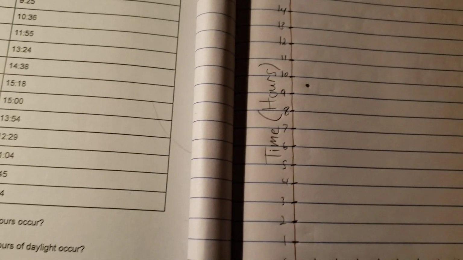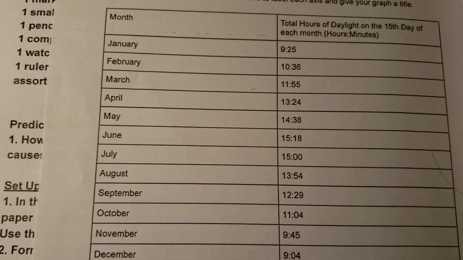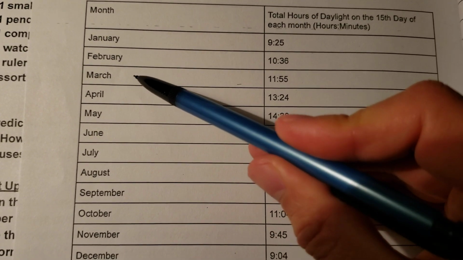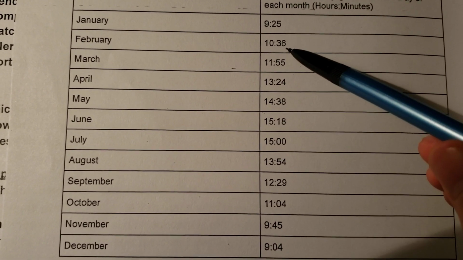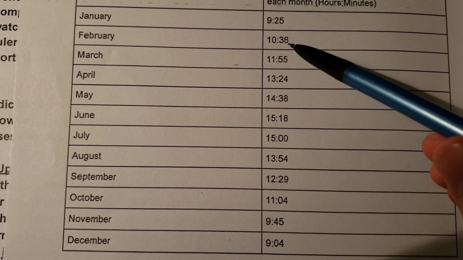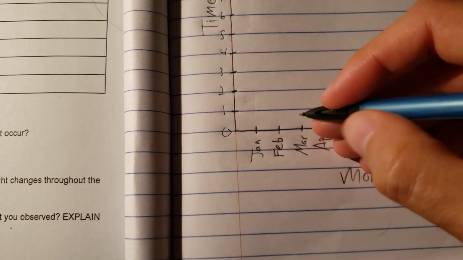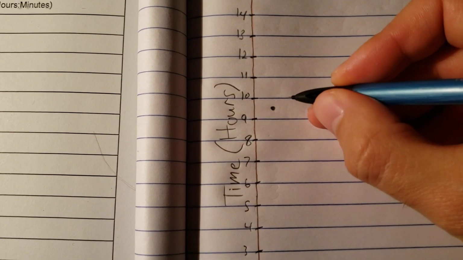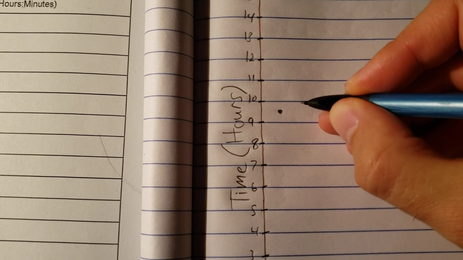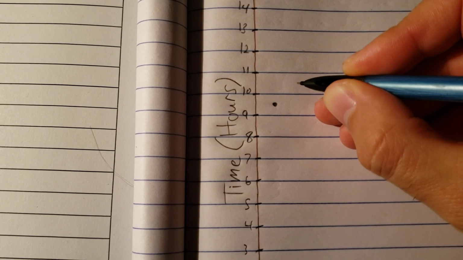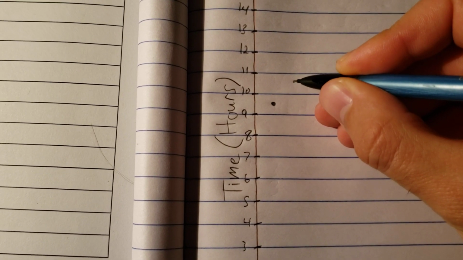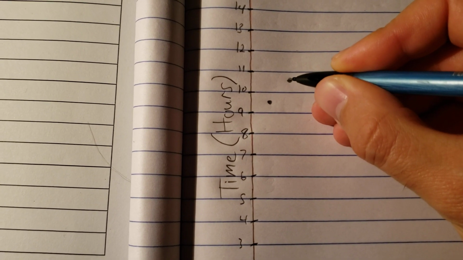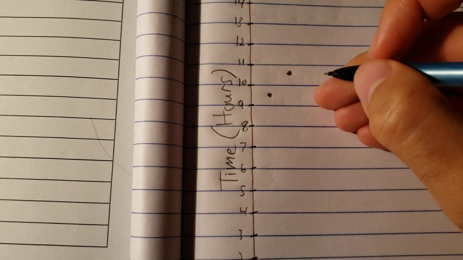So now I need to draw my next point. February was at 10 hours and 36 minutes. That's how long the daylight was on that day. So we're going to go over to February, which is right here, all the way up to 10 hours. And then 36 minutes is just a little bit past halfway, right? Because 10:30 would be the halfway mark. So we will draw our point right there.